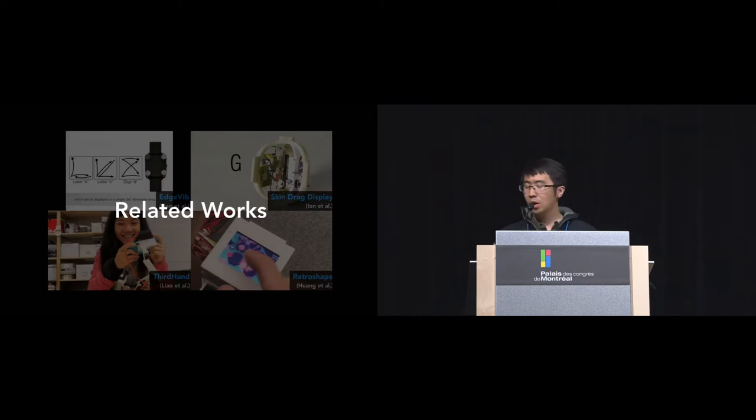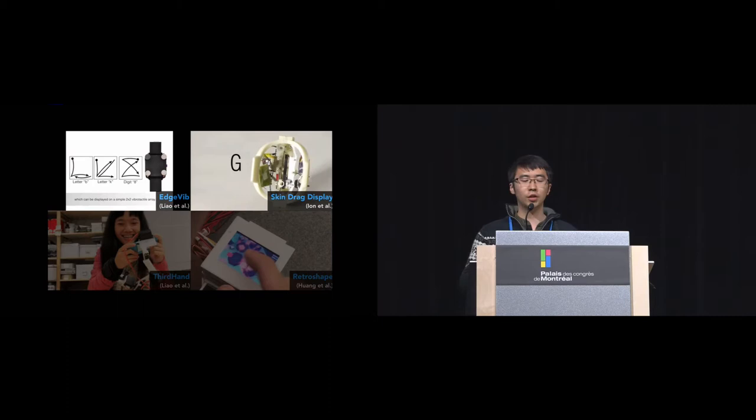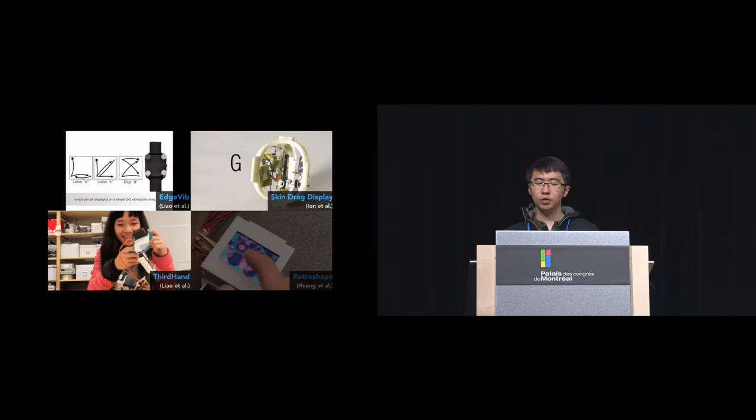Our work is inspired by many previous works. For example, EdgeWipe can render character-based patterns on the back of the smartwatch using wearable tactile feedback. Skin Drag Display uses a moving tactor to drag the user's skin to send messages. Third Hand uses a wearable robotic arm that provides 5 degrees of freedom force feedback on mobile devices to improve the gaming experience.